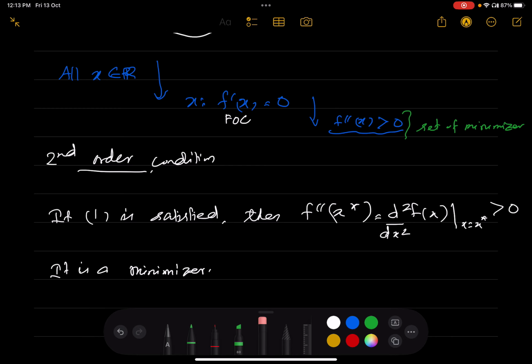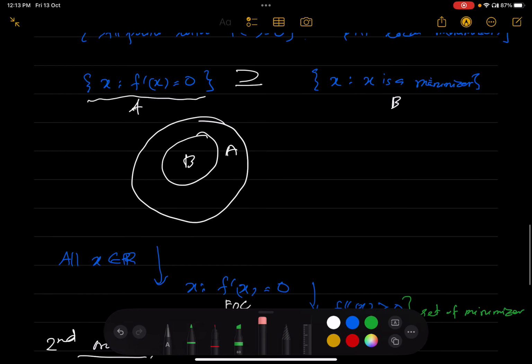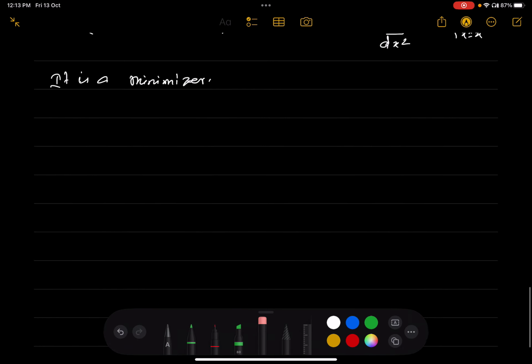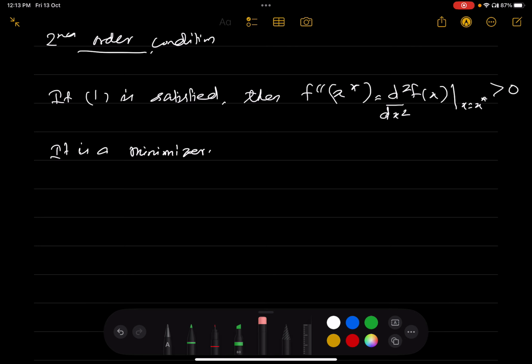Okay, so we have a first order condition, which is a necessary condition. What about this second condition? Is this condition necessary or sufficient?